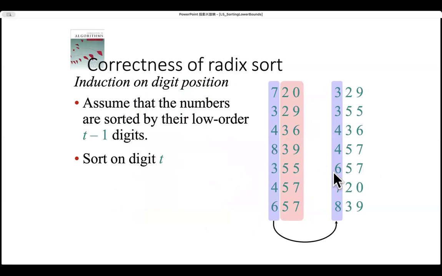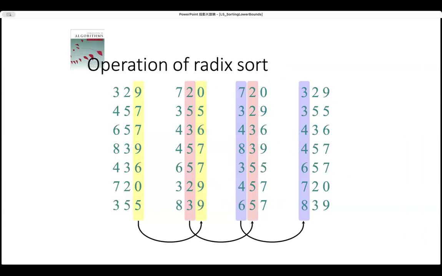Radix sort, why is it correct? Let's first come back here.